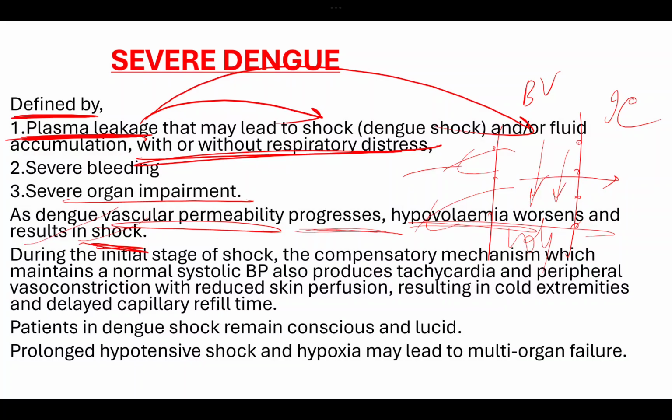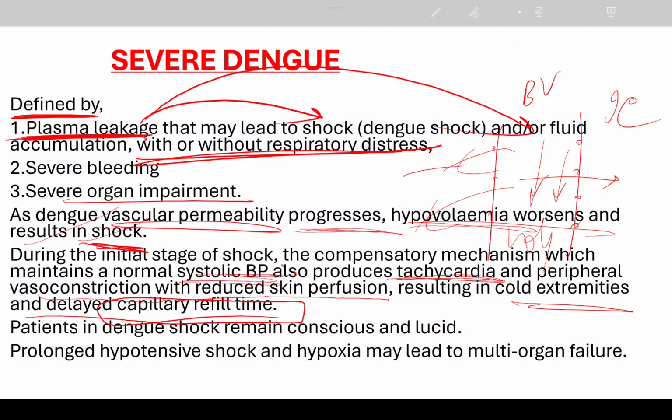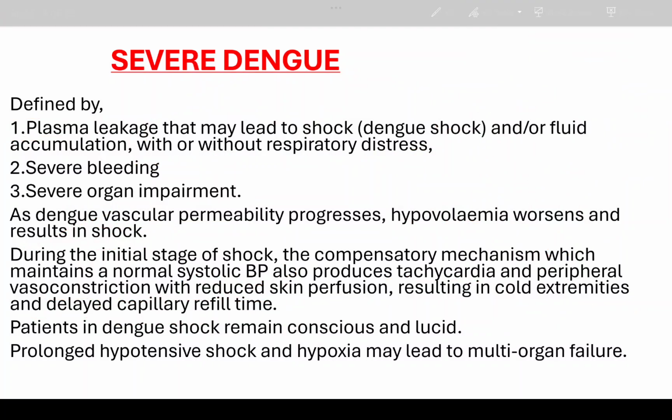During the initial stage of shock, the compensatory mechanism will try to maintain a normal systolic BP. It also produces tachycardia, and peripheral vasoconstriction with reduced skin perfusion, resulting in cold extremities and delayed capillary refill time. Okay, let me explain this to you. You can see that as the dengue's vascular permeability is progressing and hypovolemia is worsening, it will lead to shock.